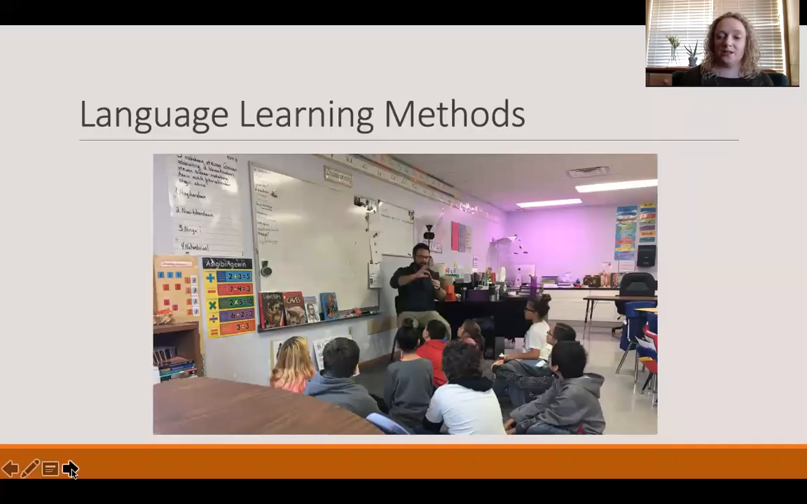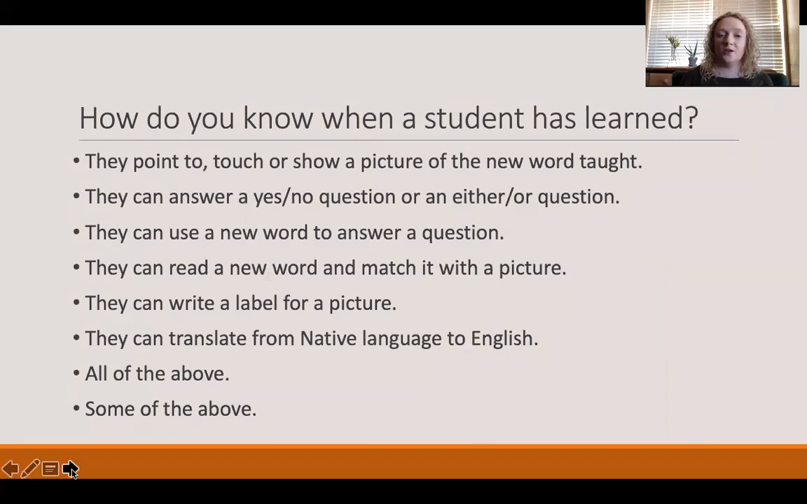But we're going to jump right into discussing some language learning methods and kick it off with a poll. So when you think about language learning, how do you know when a student has learned? And Sarah will pop the poll up where you can answer right there on the easy to do screen. And is it because they can point to, touch, or show a picture of the new word taught? Maybe it's because they can answer a yes/no question or an either/or question.